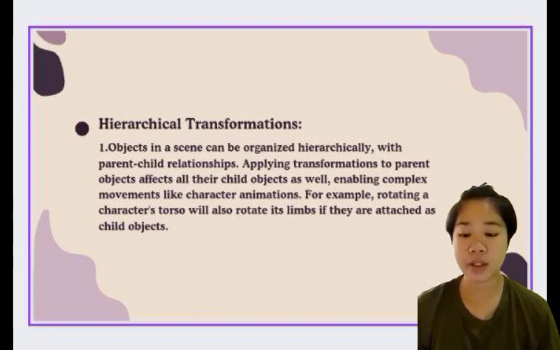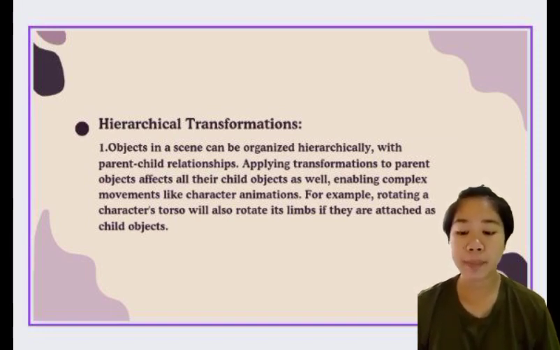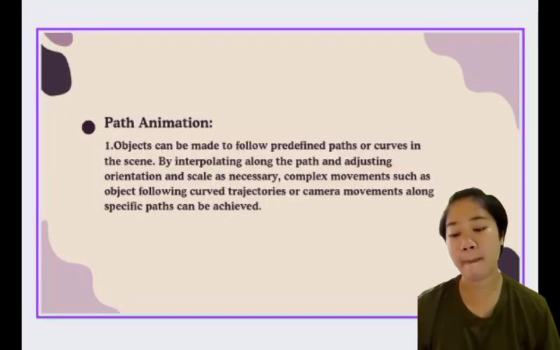Hierarchical transformations. Objects in a scene can be organized hierarchically with parent-child relationships. Applying transformations to parent objects affects child objects as well, enabling complex movements like character animations. For example, rotating a character's torso will also rotate its limbs if they are attached as child objects.